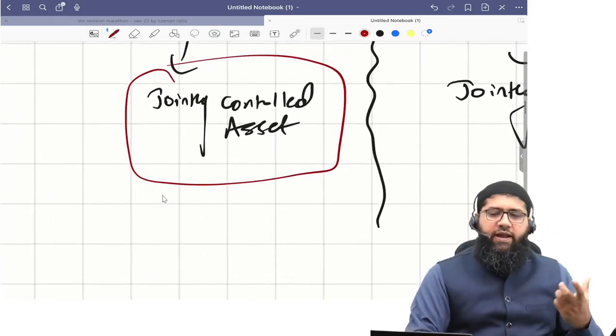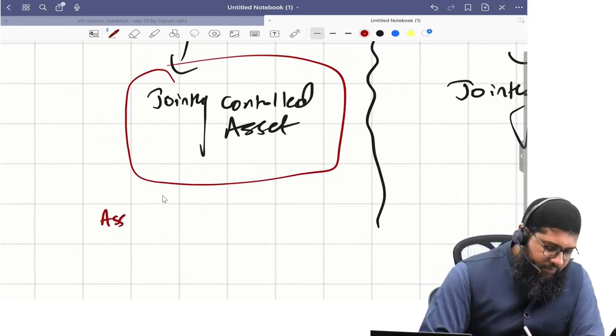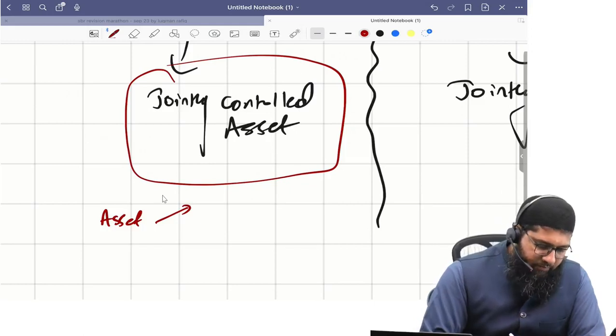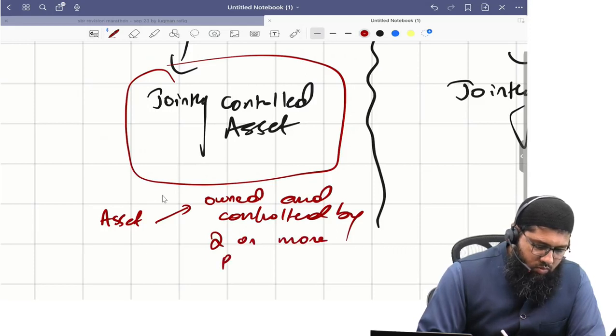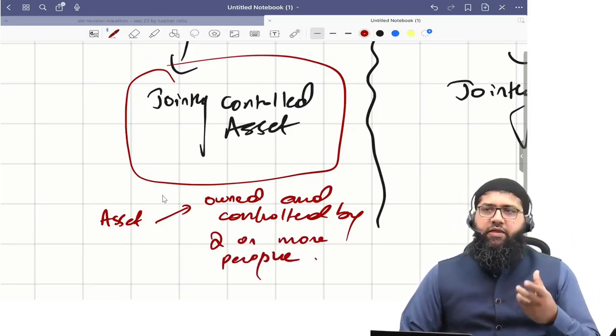The concept of jointly controlled asset is that whenever there is an asset which is jointly owned by two or more people, so that is actually going to be considered as a jointly controlled asset.